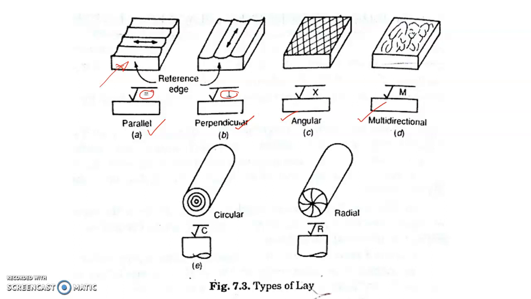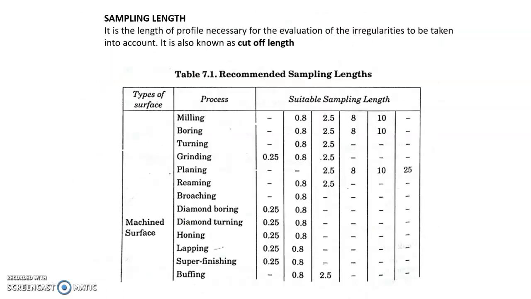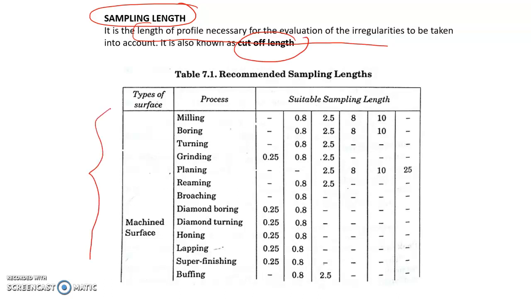And circular means it is approximately circular with respect to the center of the workpiece, and the radial is shown like this with respect to the center of the work. In measuring the surface roughness, we take a small length of profile necessary for evaluation, and that is known as sampling length. It is also known as cutoff length, and this table shows the different cutoff lengths or sampling lengths required for different processes.